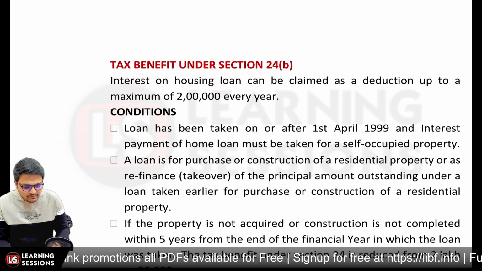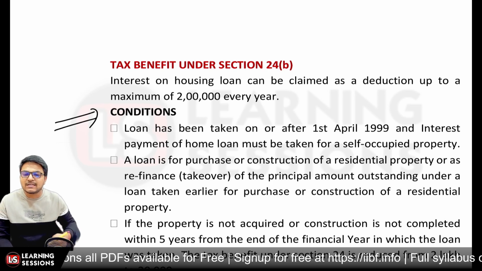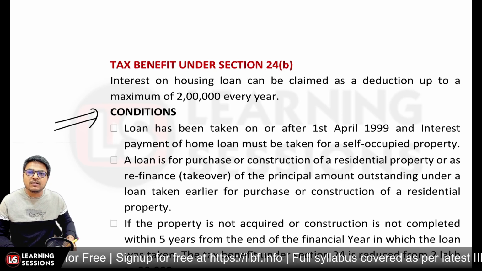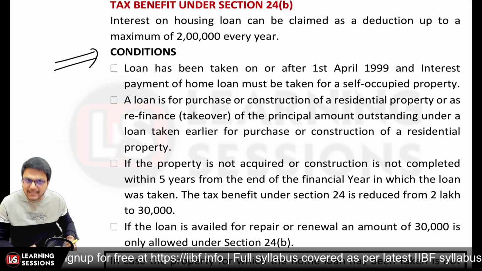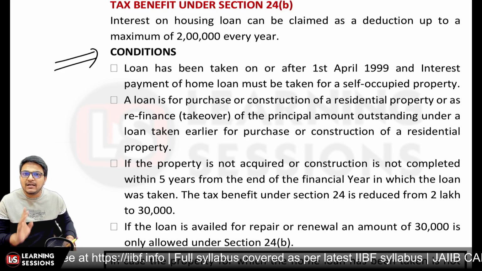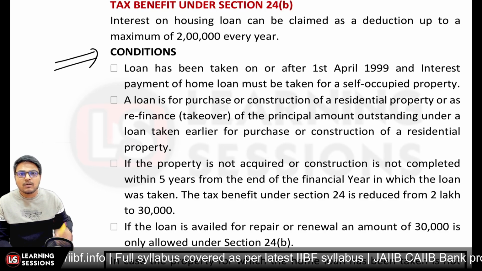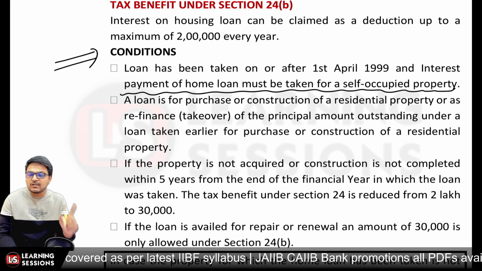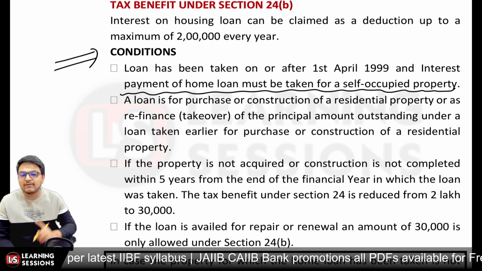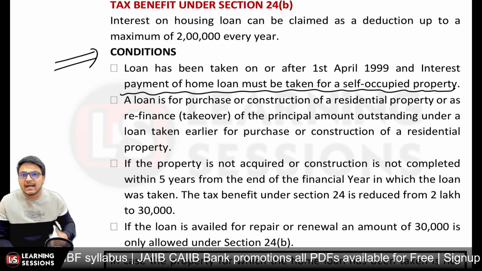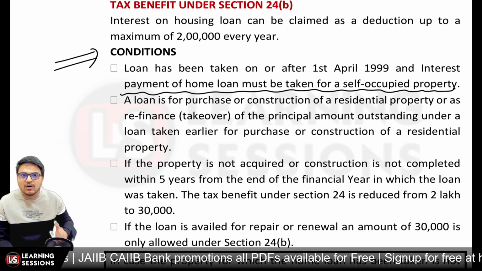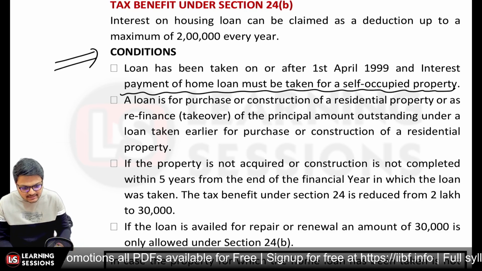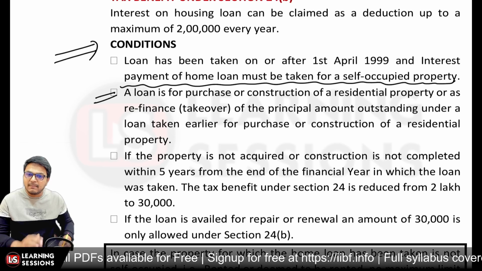Now let's understand the conditions which must be there in case of section 24B. First of all, the loan has been taken on or after the 1st April 1999. That's the first thing. The interest payment of the home loan must be for a self-occupied property. As I told you, for self-occupied property the limit is up to rupees 2 lakh, and if it is not self-occupied, then there is no upper limit for the deduction purposes. Further, the loan is for purchase or construction of a residential property or as a refinance takeover loan. In all these scenarios, this particular benefit can be taken.